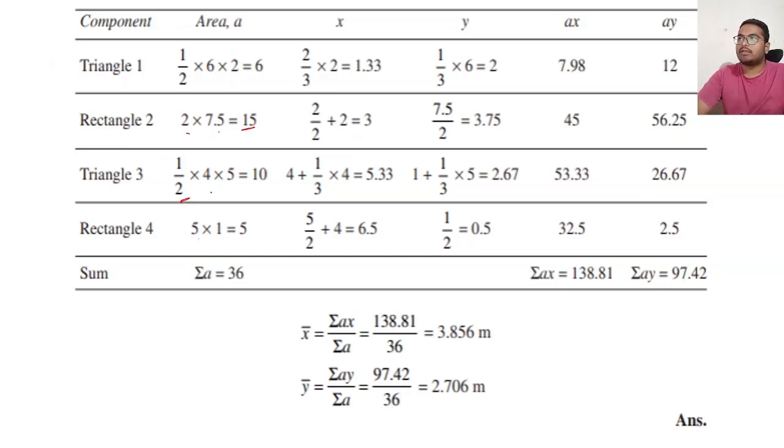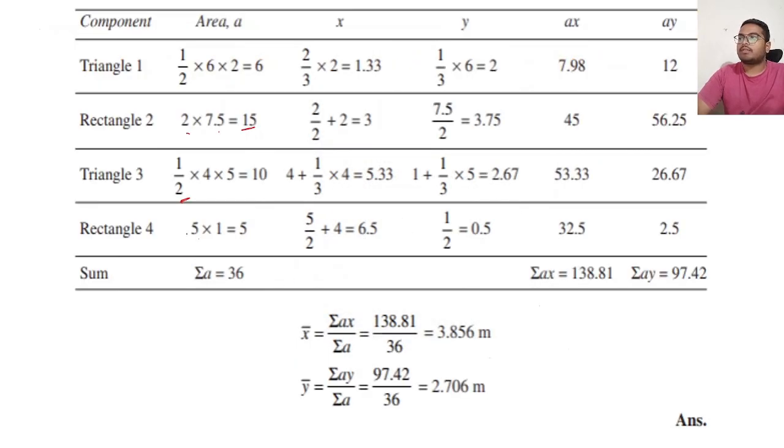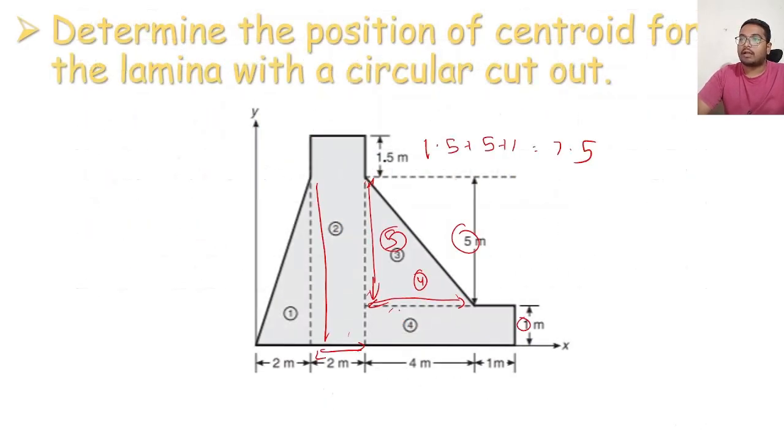Same goes for triangle number 3, half 4 into 5. Half 4, that is this, 4 into 5. This is 4 and this is 5. And for rectangle number 4, this is your 5 as the breadth and 1 as your height.